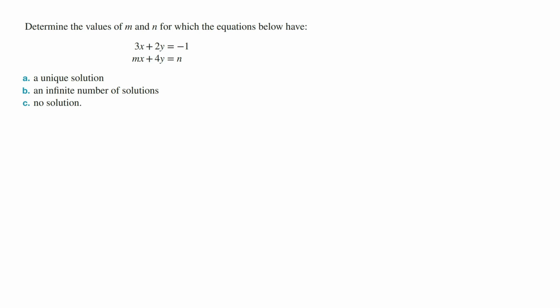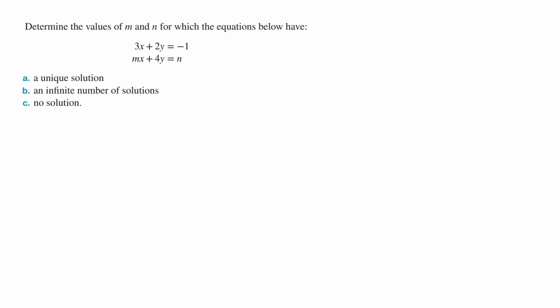Solving simultaneous equations for unique, infinite, and no solutions. For this question, we've got to determine the values of m and n for which the equations below have, part A, a unique solution. The first step when solving these types of questions is to rearrange both of the equations to make y the subject.